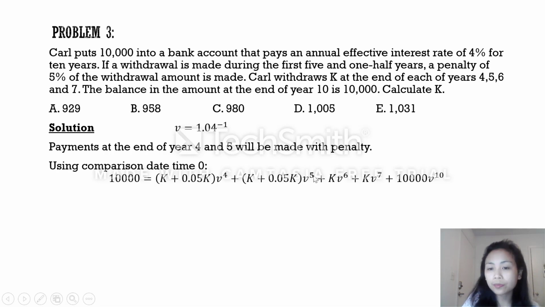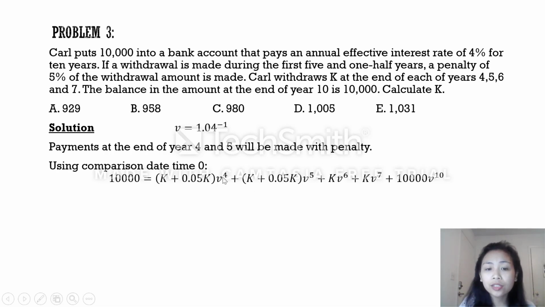The next payment at year 6 is K. This payment is made without penalty, so we have K times V to the 6th, because we bring money from time 6 to time 0 backward. And K at time 7 to time 0, we multiply V to the 7th. And 10,000, which is the remaining balance at time 10, we bring to time 0 and it becomes 10,000 times V to the 10th. So we have a new equation.